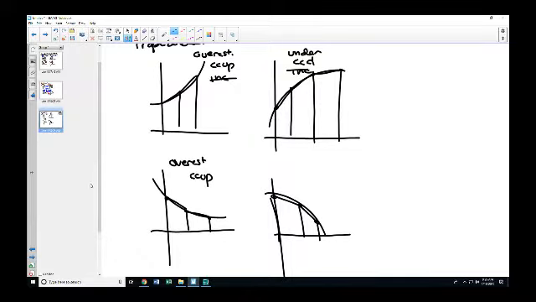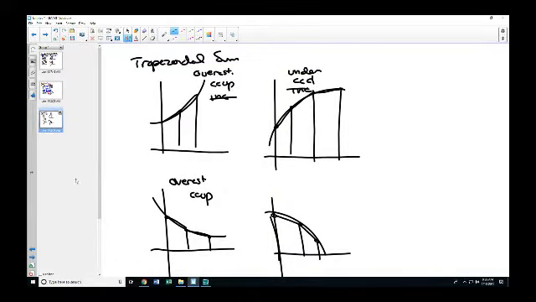Okay, so with trapezoidal sums, overestimates are because of concavity. So we have concave up. Underestimates, concave down, right? So Riemann sums depend on increasing and decreasing. Trapezoidal sums depend on concavity. Okay? And this one we would just prove with the second derivative. Yes, you might have to use the second derivative to justify your answer.